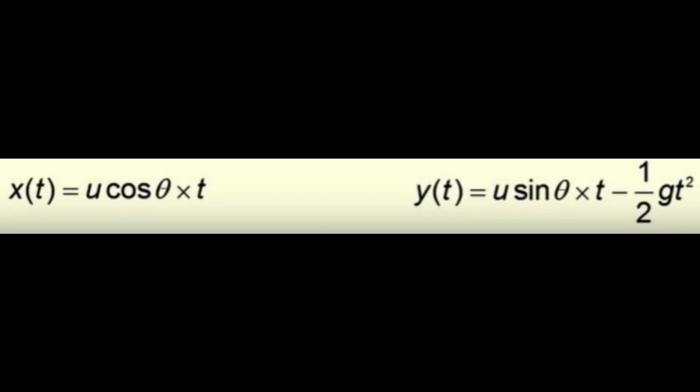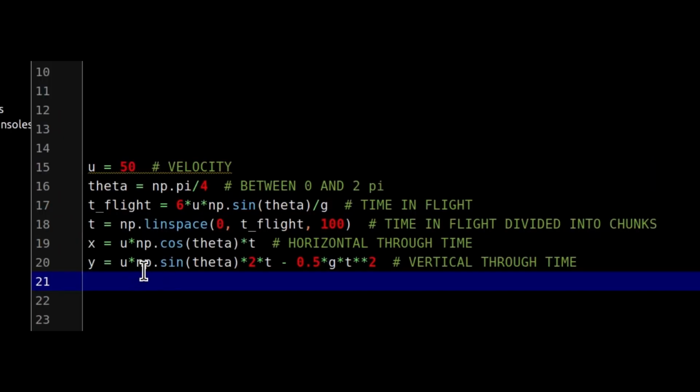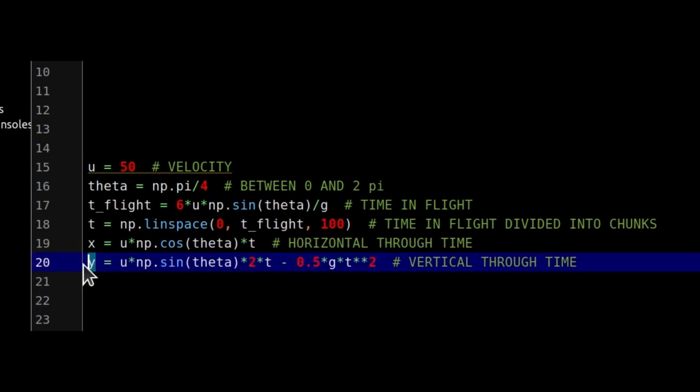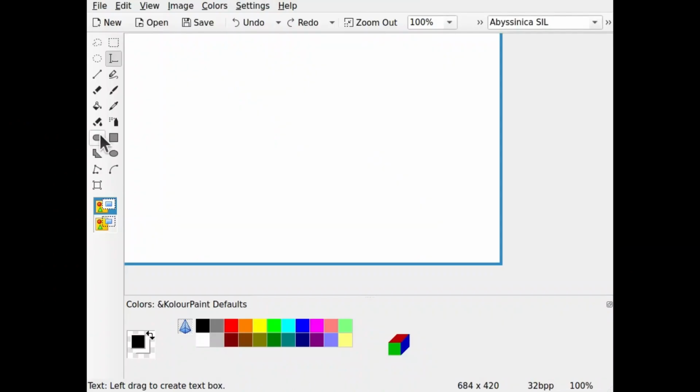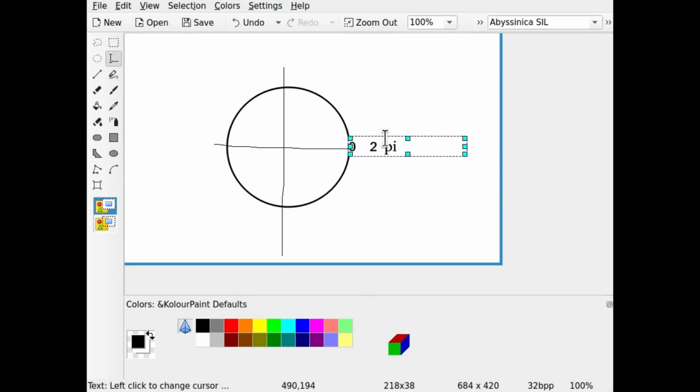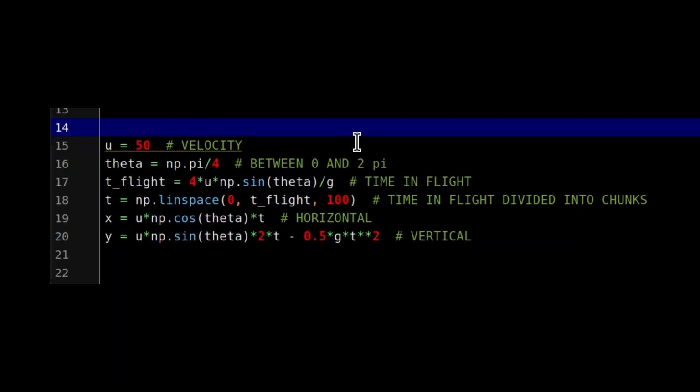All these arrows are generated using the equation of motion, and it looks like this for the motion in the horizontal x direction and the vertical y direction. In Python it looks like this. There's velocity u, and theta is the angle of the projectile in radians. Think unit circle. So 0 or 2 pi is straight to the right, pi divided by 2 is straight up, and pi is straight left. And here it's set to pi divided by 4, which means that it's going to go at an angle of 45 degrees.